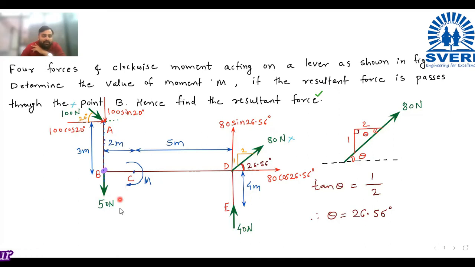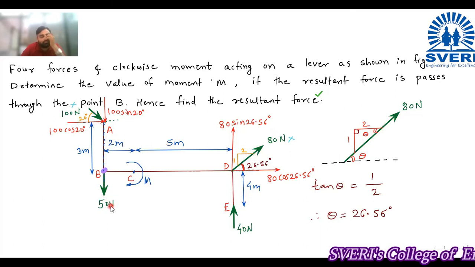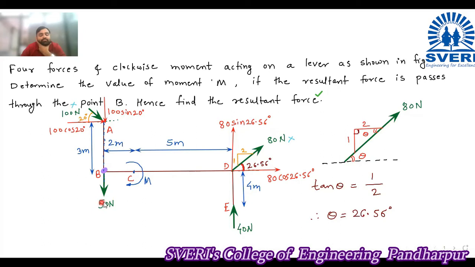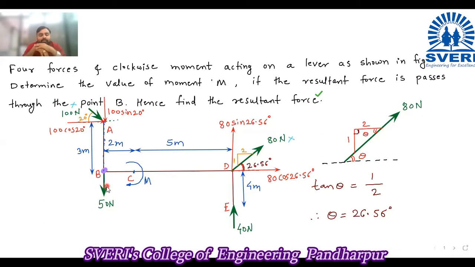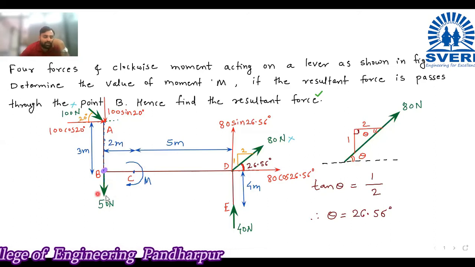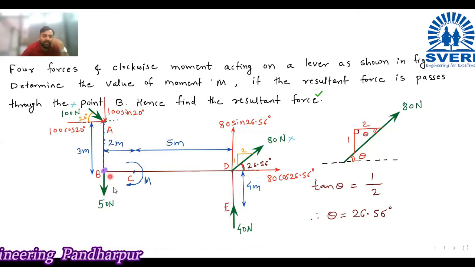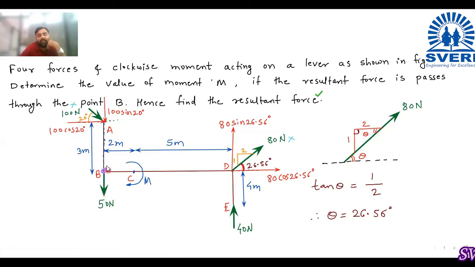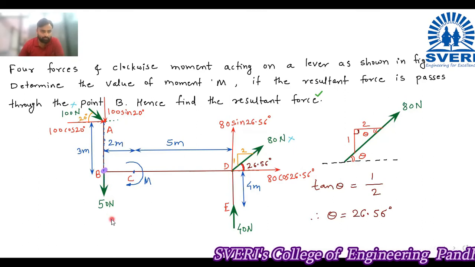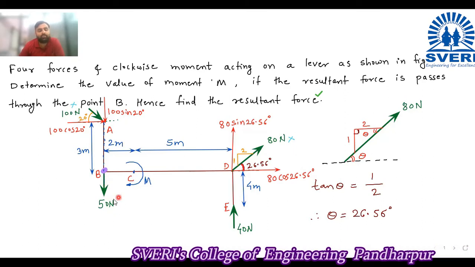Now next is the 50 Newton force. What is the moment of this 50 Newton force? 0. Because if you extend the line of action, or you can see it is acting on point B. So this force of 50 Newton is passing through point B, and we are taking the moment at point B. That is why its moment is 0 at point B.